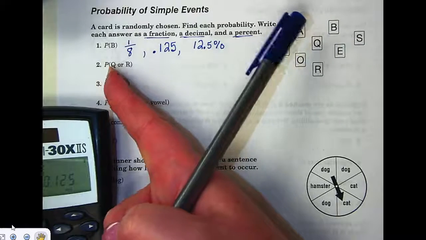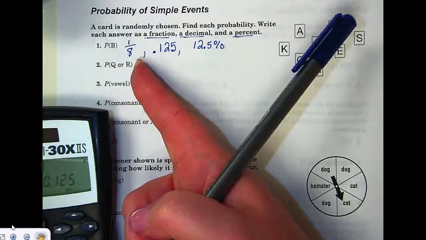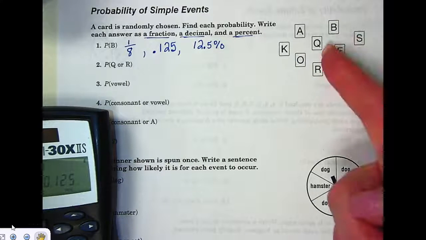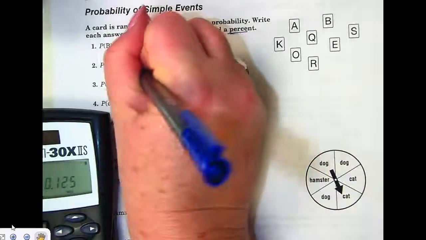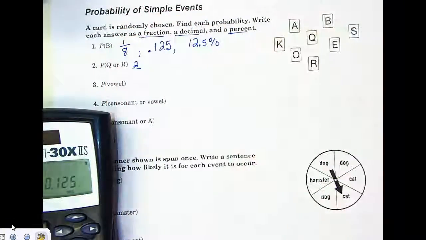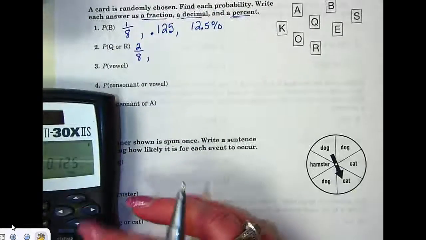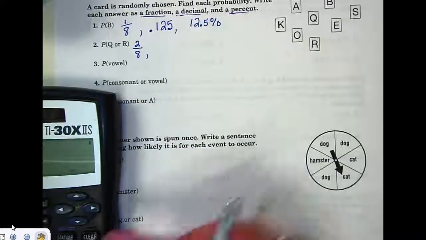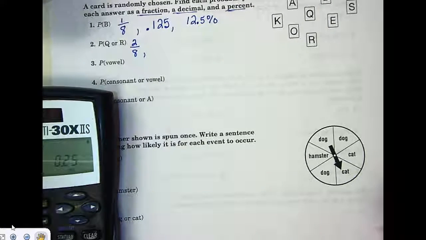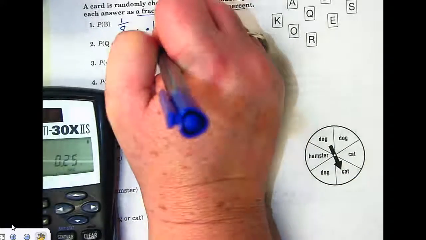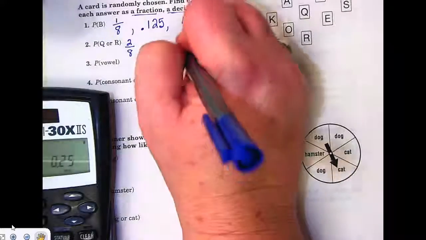All right, this one says, what's the probability that you'll draw a Q or an R? Well, there's 1 Q and there's 1 R. So that's 2 out of 8. 2 eighths. What is that as a decimal? Yes. 25 hundredths, which is 25%.